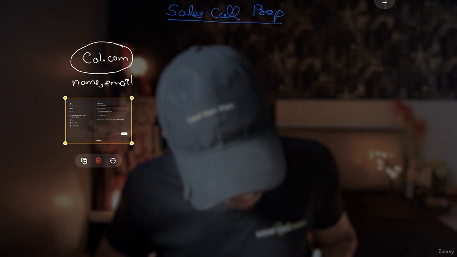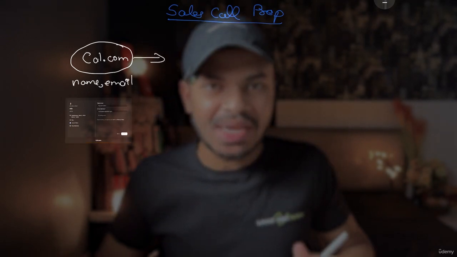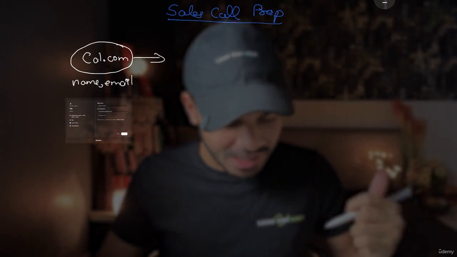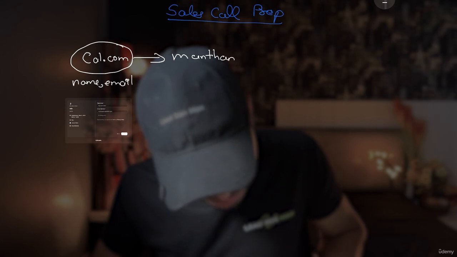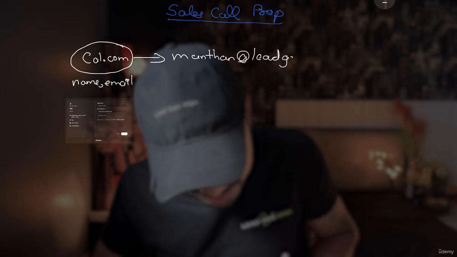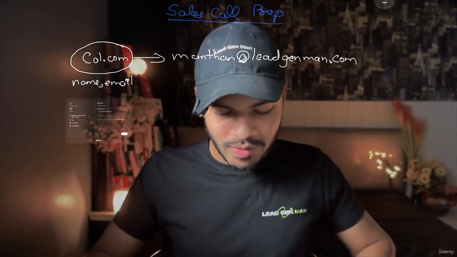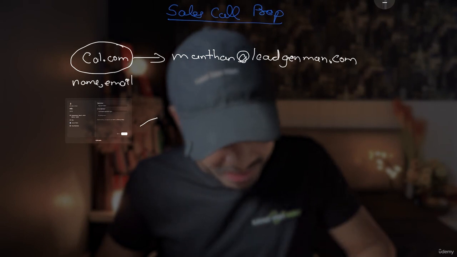So after that, what we will do is, we will find out their domain or the website from their email address. For example, if I have input N8N@leadgenman.com, right? So that we can easily find out the domain or the website and the company name itself from the email address. So we don't want to ask that information here.